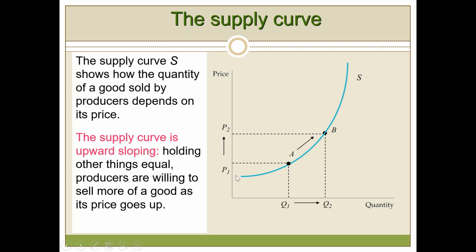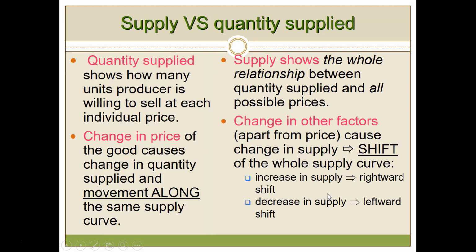So as price goes up from P1 to P2, we move from point A to point B along the same supply curve, which implies that quantity supplied will increase from Q1 to Q3. The higher the price, the higher the quantity supplied will be, other things being equal, of course. Next, we'll need to distinguish between supply and quantity supplied. The relationship will be absolutely the same as for demand, but we'll just apply this to manufacturers.